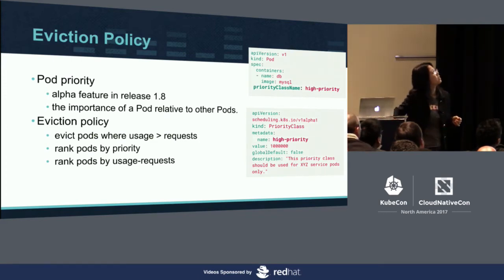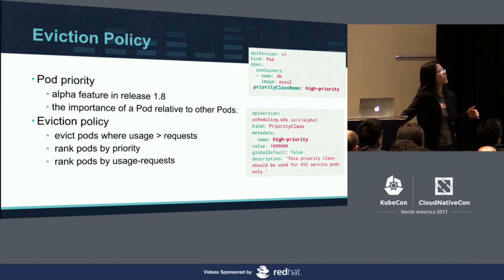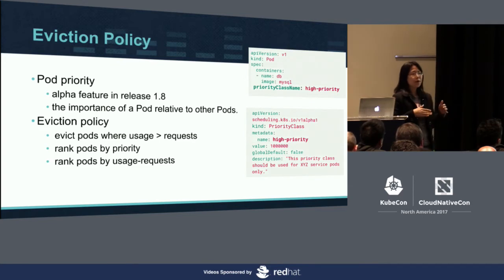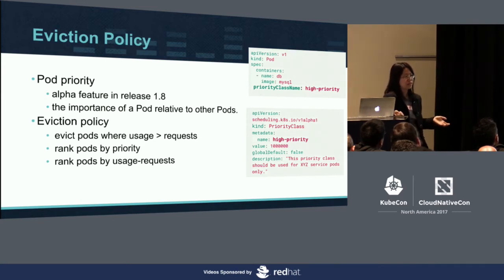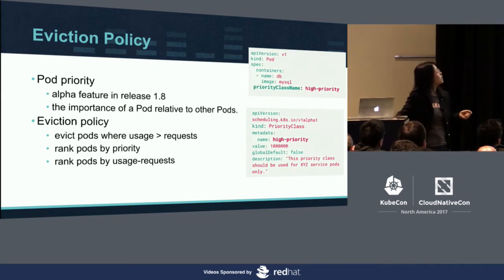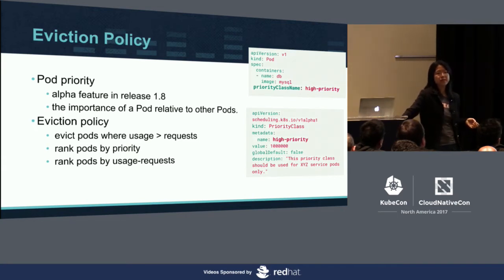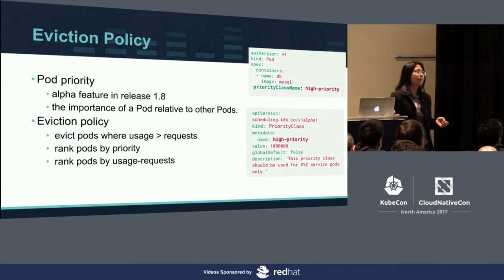And we mentioned that the eviction manager ranks pods based on the QoS, but the QoS classification is only based on the setting of request and limit, right? Whether the request is bigger than the limit or not. It's not very flexible. What if you have some burstable workloads that are very important? You don't want to evict them first. So since release 1.8, Kubernetes supports an alpha feature of pod priority. The priority indicates how important your pod is compared to others. And the eviction policy right now will incorporate the pod priority too.